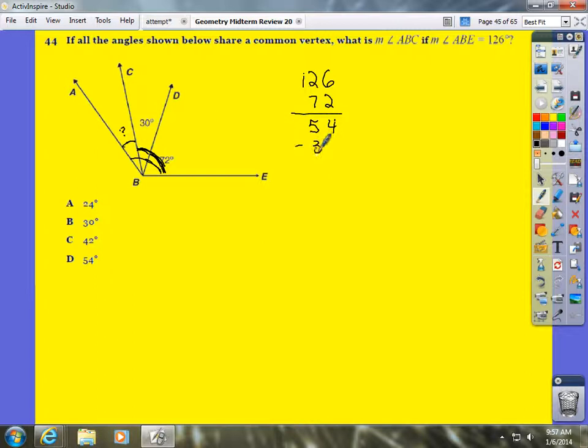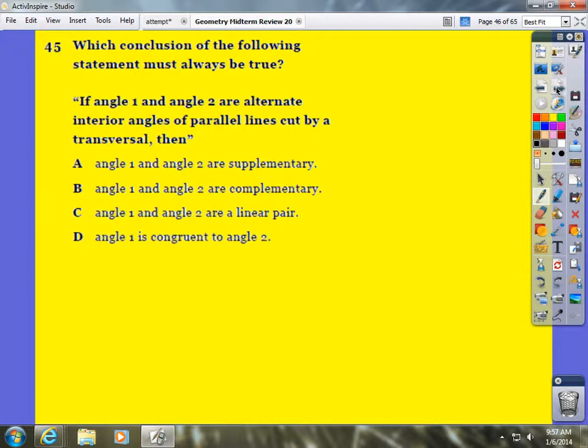Which conclusion must always be true if angle 1 and angle 2 are alternate interior? Then they have to be, let's see, alternate interior angles are equal. So they have to be equal. Congruent.